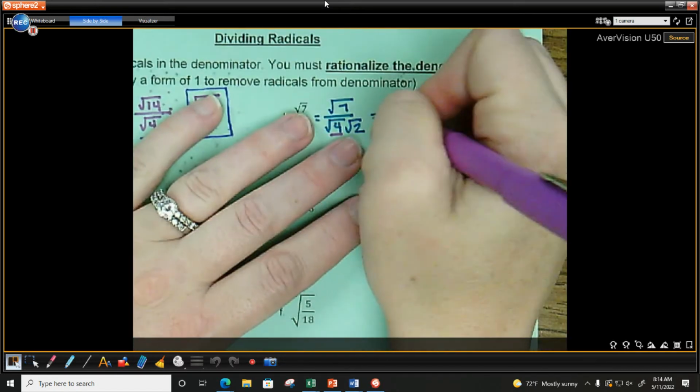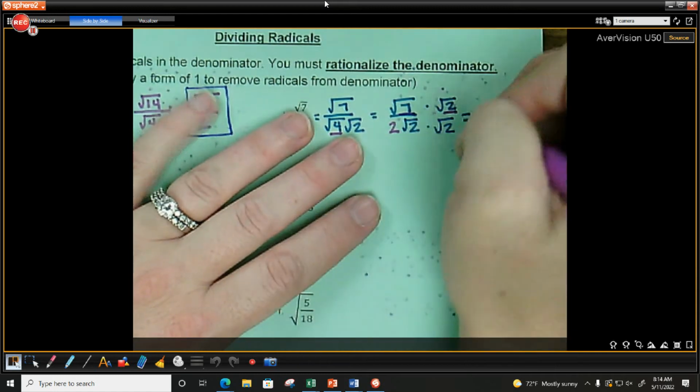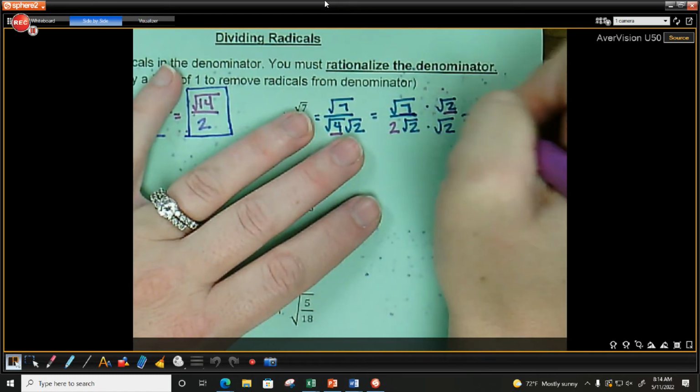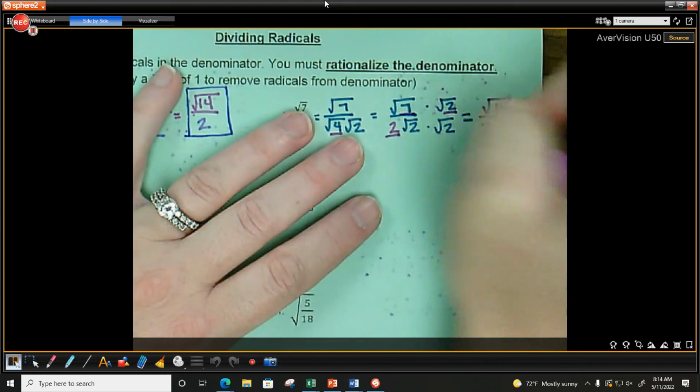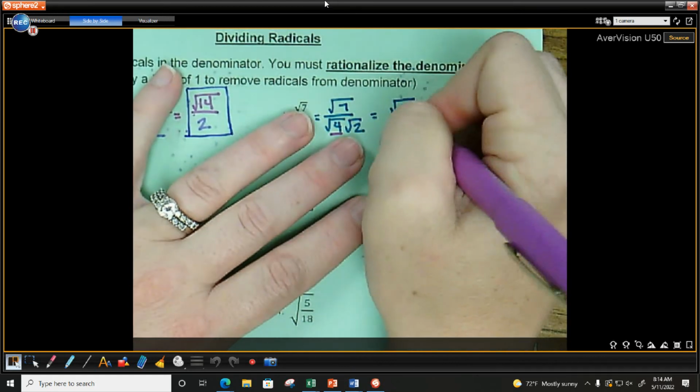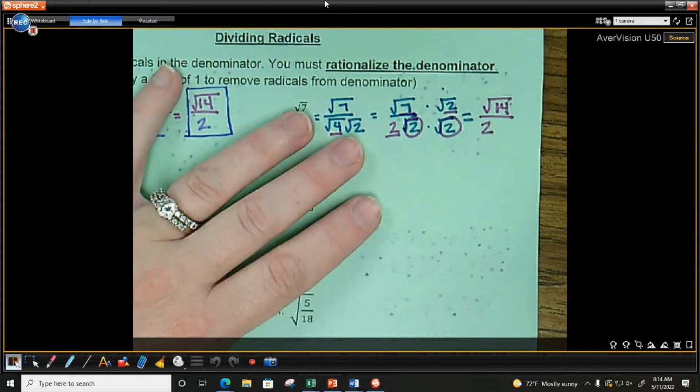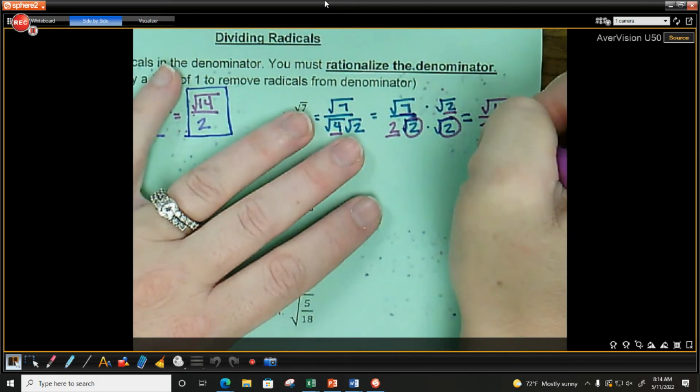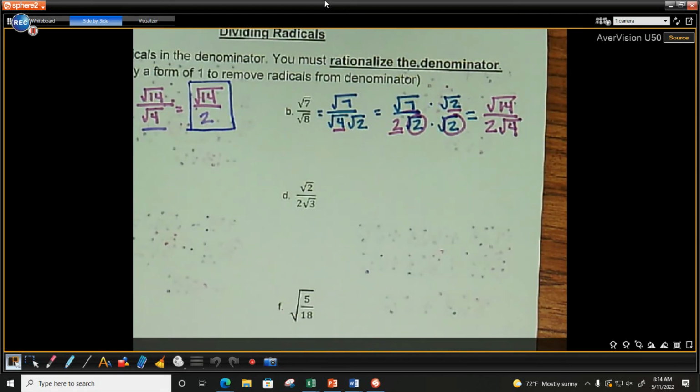So 7 times 2 is, so root 14 over, 2 is the only number outside, root 2 times root 2 becomes root 4. This is still an unacceptable answer because I have a radical in the denominator. Okay? Can you simplify the square root of 14? No, 14 is not divisible by 4 or 9, so I'm going to leave it as square root 14.